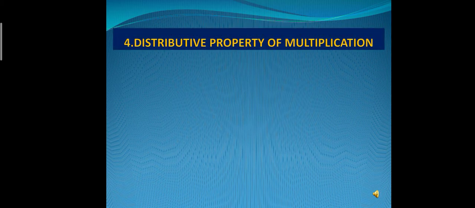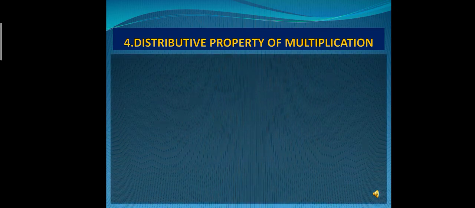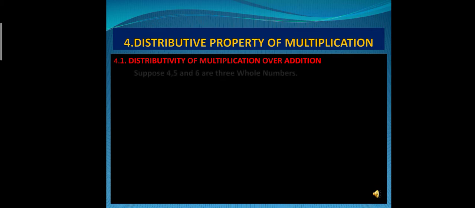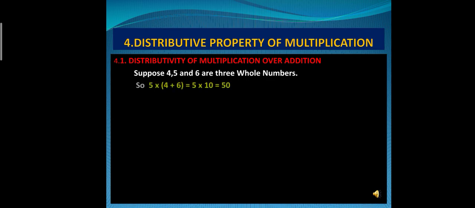The next property is the distributive property of multiplication. It is of two types. First type, distributive of multiplication over addition. Suppose 4, 5 and 6 are three whole numbers. So 5 × (4 + 6) = 5 × the sum of 4 + 6, which is 10, that is equal to 50.